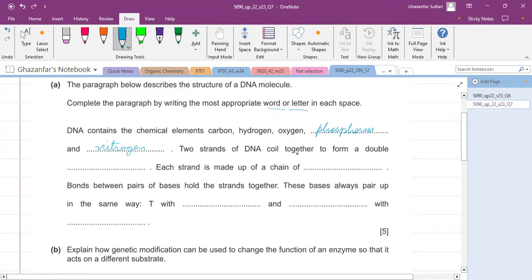Two strands of DNA coil together. Two strands of DNA coil together to form a double helix. You know, one is this, and the helix is this. So this is a double helix structure, double stranded helical structure. Each strand is made up of a chain of nucleotides.